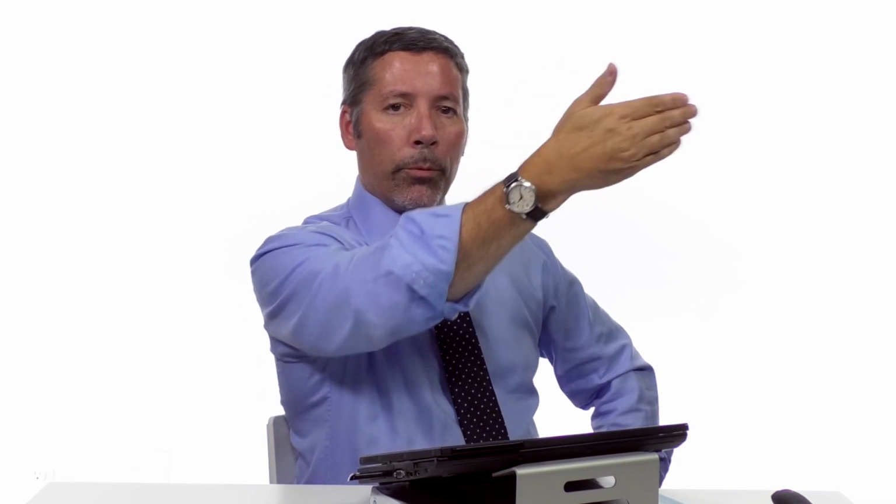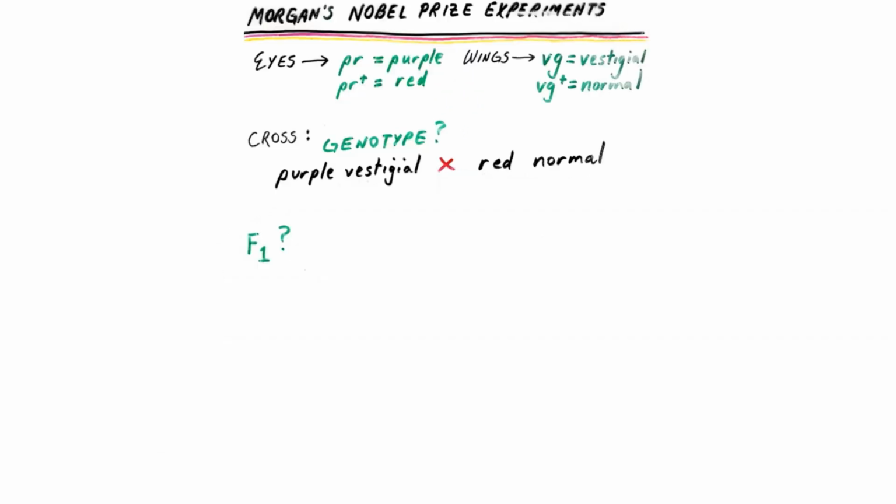He said, I'm going to look at the trait of eye color, so it's either purple or red, and I've got PR for purple. That was initially identified as a mutant. PR plus, the plus is used historically to designate the wild type, the most common one that we see. And then for wings, VG stands for vestigial, and VG plus is a normal wing type. So he crossed purple and vestigial, homozygous recessive for each of these two traits, with red and normal, homozygous dominant for each of those.